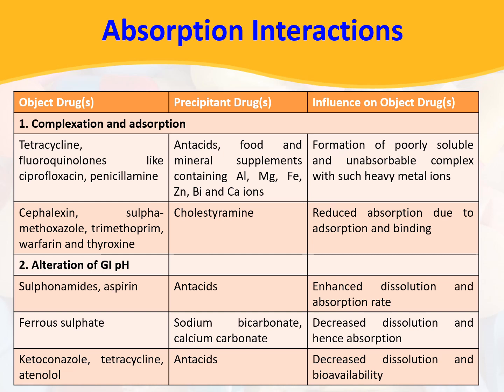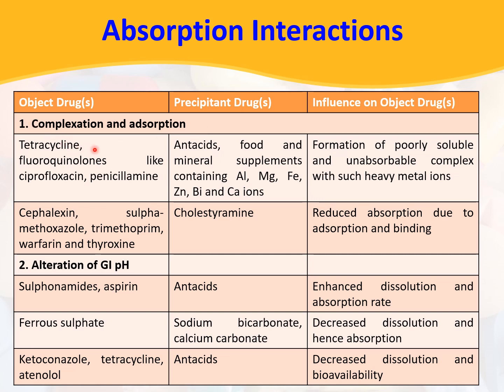Here we have object drug, precipitant drug and the influence of precipitant drug on the object drug. Object drug is the victim here. Whenever we take object drug and precipitant drug together, the precipitant drug will have an effect on the object drug. Here the mechanism of action is complexation and adsorption.